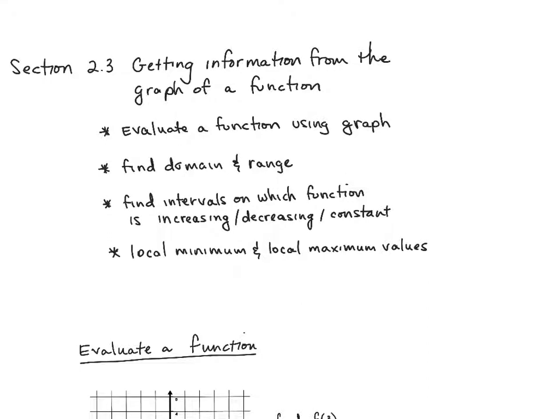Evaluate. Now we've done a fair amount of evaluating functions in the previous 2 sections, but that's where we would take a number as an input and plug it into the equation of a function. We're going to do the same thing, but we use the graph. It's much quicker actually. Then we talk about domain and range. Remember, the domain is the set of all possible input or x values, and the range is the set of all possible output or y values. And increasing and decreasing functions, and then talking about what are called local minimum and local maximum values.